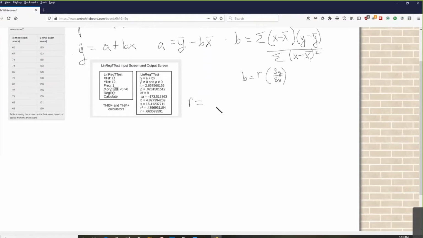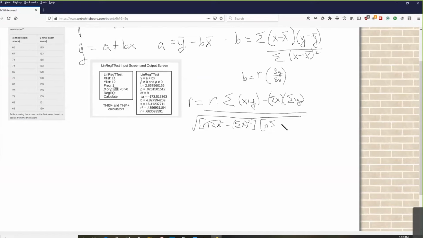So the formula for R is going to be N, which is the number of data points that we have, times the summation of X times Y, minus the summation of X times the summation of Y, all divided by the square root of N times the summation X squared minus the summation of X quantity squared, times N times the summation Y squared minus the summation Y quantity squared.